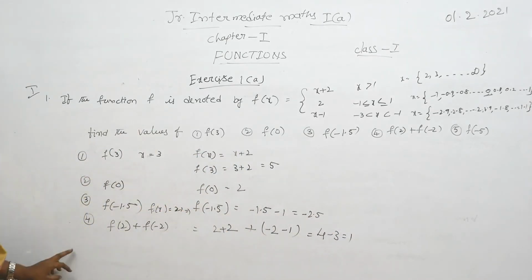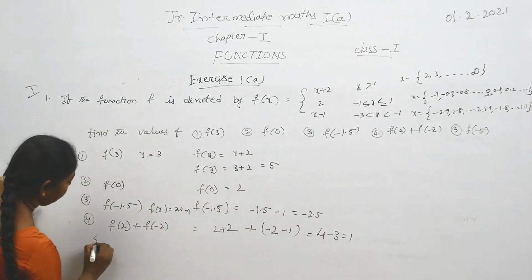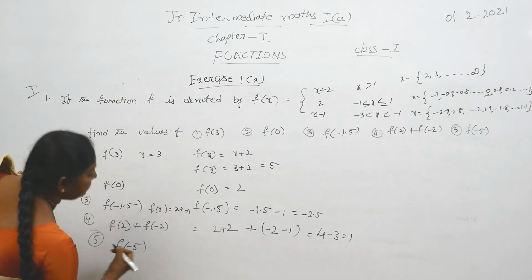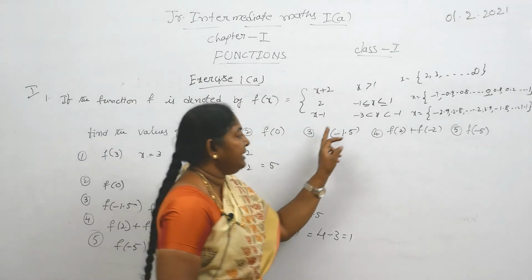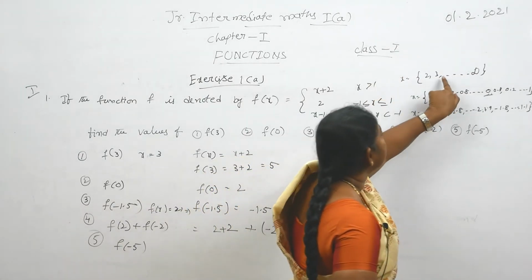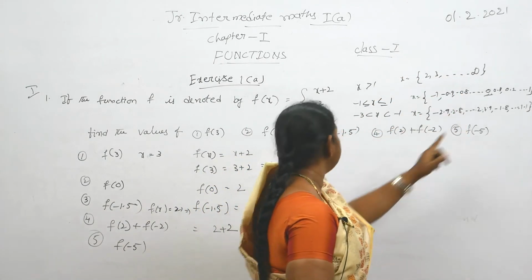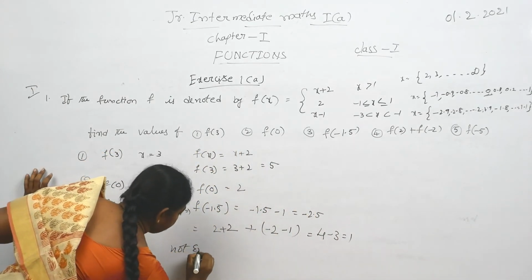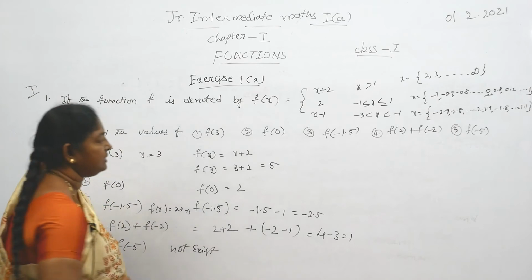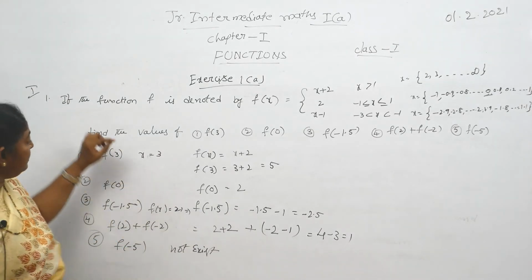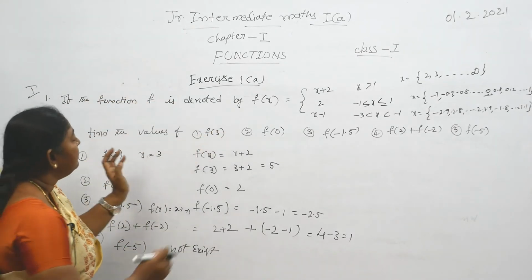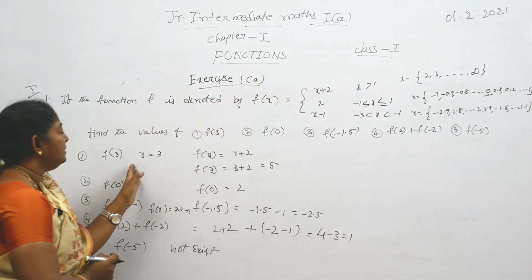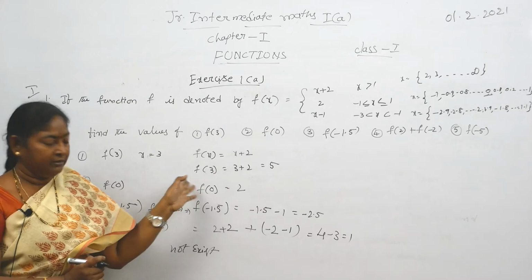So next, fifth problem, f of minus 5. So not exist. Here in any case positive 5 is there but minus 5 is not there, so not existing. Now you understood? First we have to check which algebraic expression is available. We have to take that one. Okay.